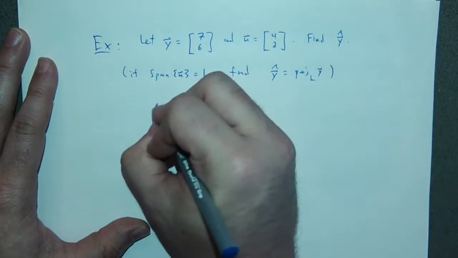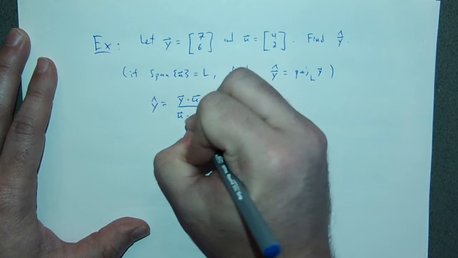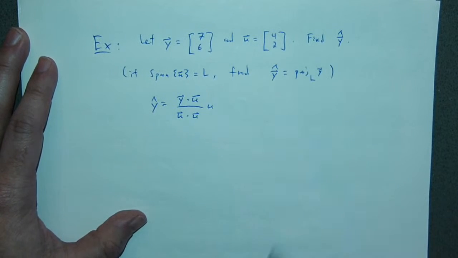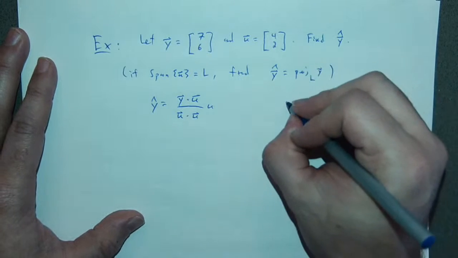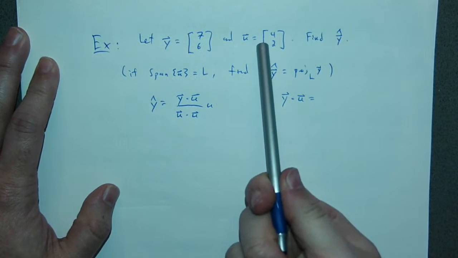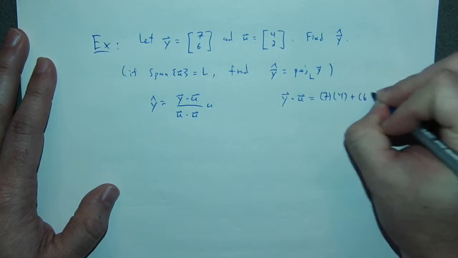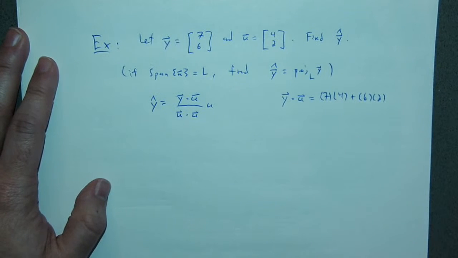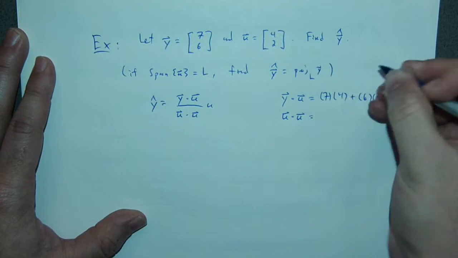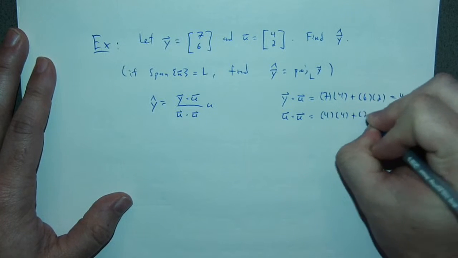Okay, and so let's compute. What do I need to compute, right? So I already know that y hat is y dotted with u over u dotted with itself times u. So I just need to compute these two dot products and compute their ratio multiplied by u, and I'm done, right? So what is y dotted with u? Y dotted with u, so this is 7 times 4 plus 6 times 2. So 28 plus 12, so that's 40. And then u dotted with itself is 4 squared plus 2 squared, so 16 plus 4, so that's 20. So this is 4 times 4 plus 2 times 2, which is 20.